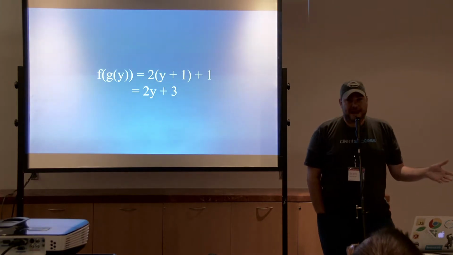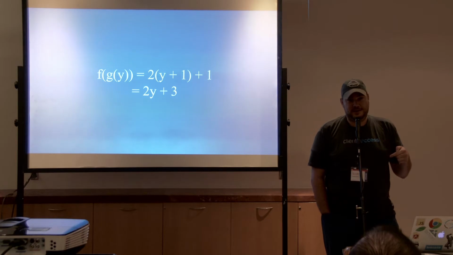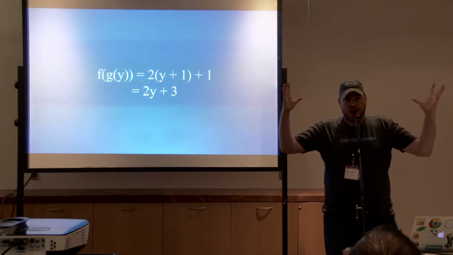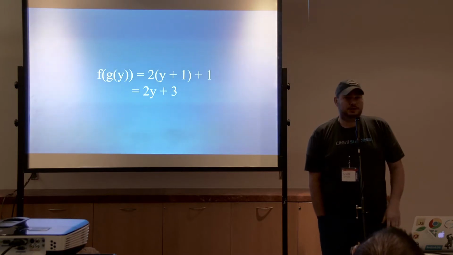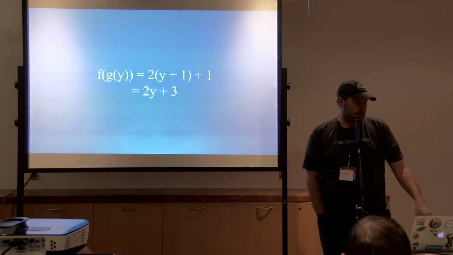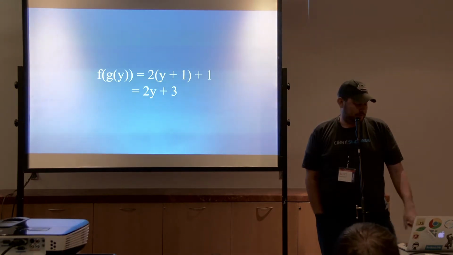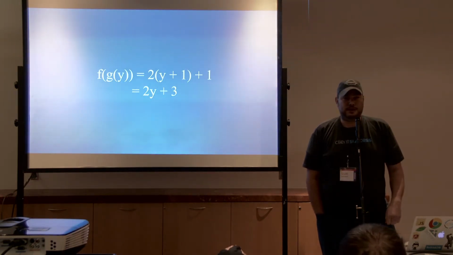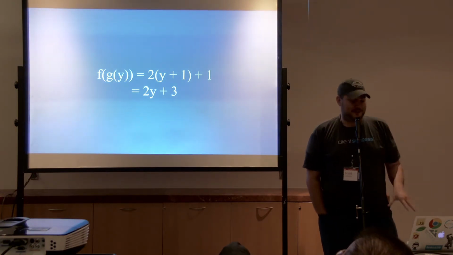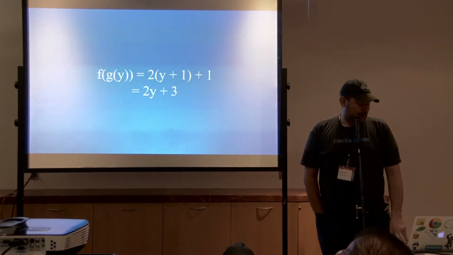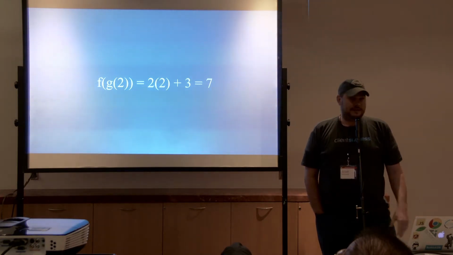The cool thing with math, just like the cool thing with JavaScript, is that you can pass a function into another function. So if you pass g(y) into f(x), you end up with 2 times (y + 1) + 1, or simplified, 2y + 3. Does everybody follow that part? And now if we throw the number 2 into that, we end up with 7.